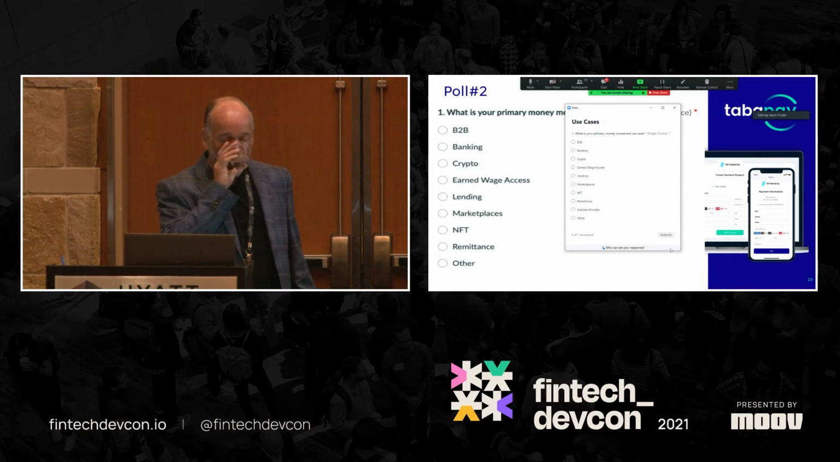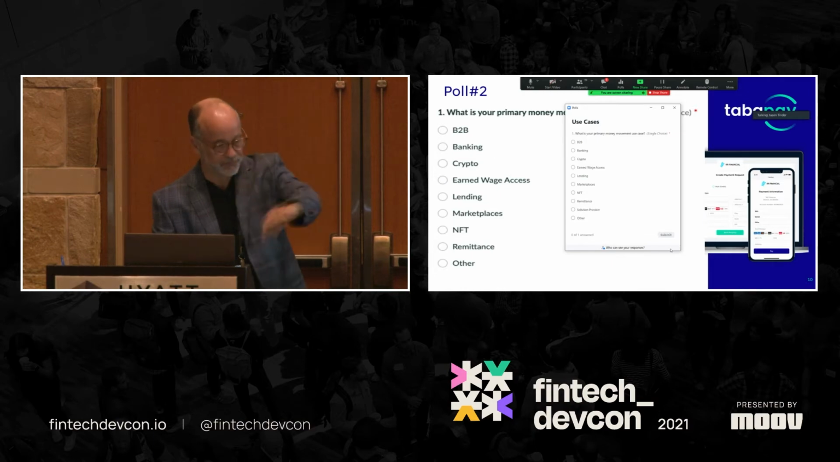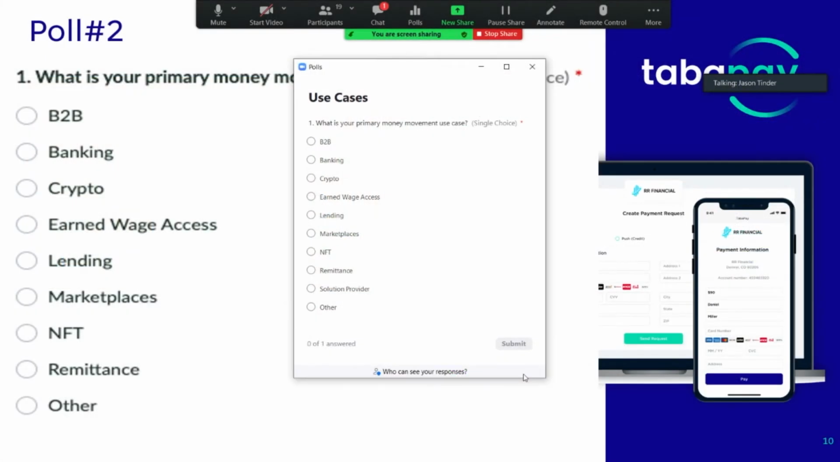So we have a new poll question here. What is your primary money movement use case? Is it B2B, banking, crypto, earned wage access, lending, marketplaces, NFTs, which are pretty popular these days, remittance, solution provider, or other? Solution provider would be more like B2B, banking as a service, fraud, other associated services, and so on. Hopefully we captured everything here, and we're not going to get a bunch of others, but it's really interesting to see things come in.